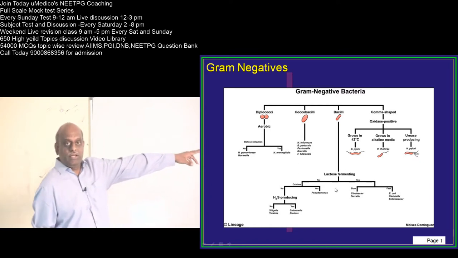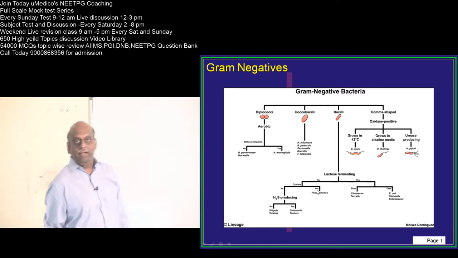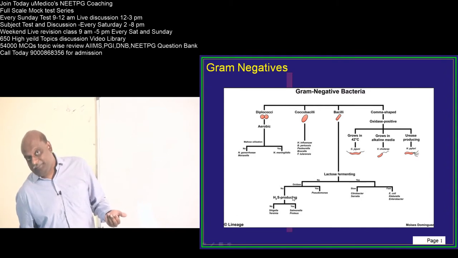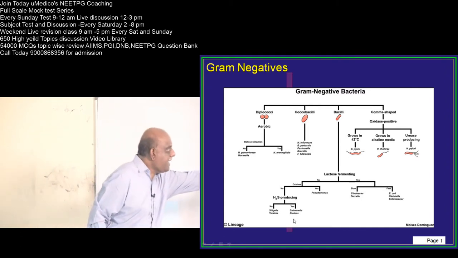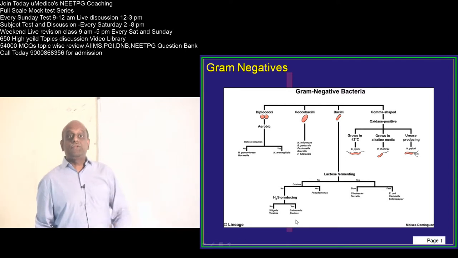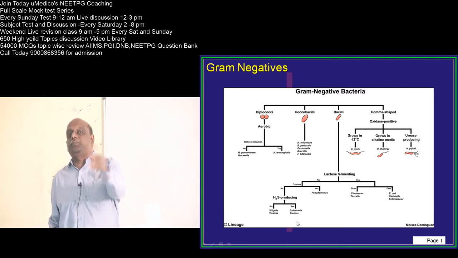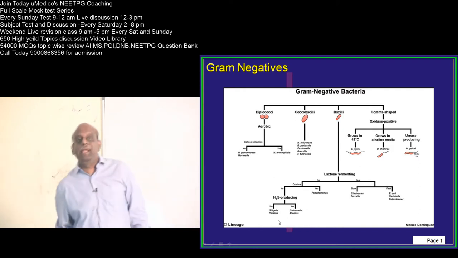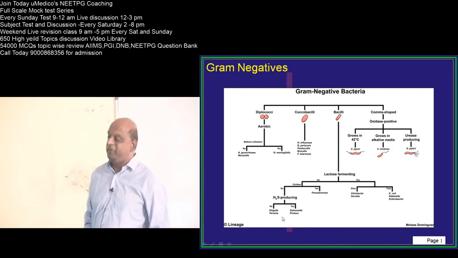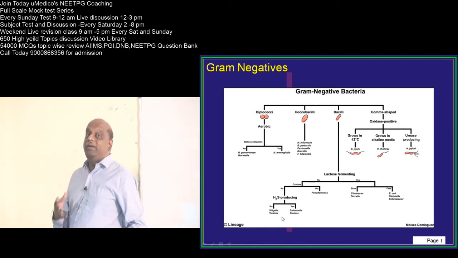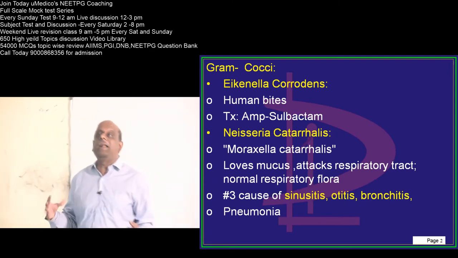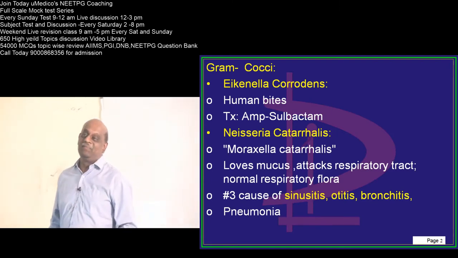Suppose if it is a bacillus, not a lactose fermenter, not even oxidase positive, then you will look whether it can produce hydrogen sulfide or not. If it produces the hydrogen sulfide, then Salmonella and Proteus are the ones which produce hydrogen sulfide. Whereas Shigella and Yersinia do not produce the hydrogen sulfide. So this is how you will reach a conclusion as to what type of gram-negative bacillus it is.